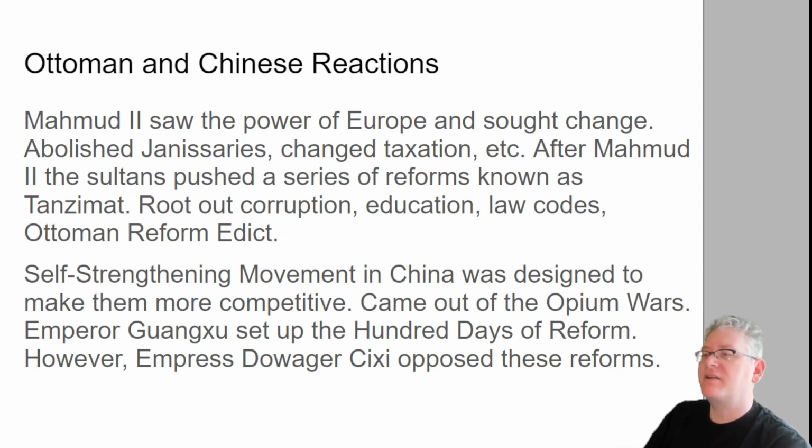One last little bit here then, let's take a look at 2 countries around the world and their reactions to it. We talked before about how the Ottomans did not do a great job, but after a while they changed their minds a little bit. So Mahmud II, for example, will see the power of Europe and they will seek change. So he will abolish the Janissaries eventually, change taxation. After Mahmud II, the sultans will push a series of reforms known as Tanzimat, which will try to root out corruption. They will increase education, kind of simplify the law codes. This is basically an Ottoman reform edict.